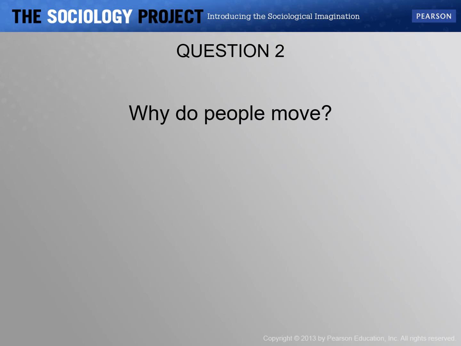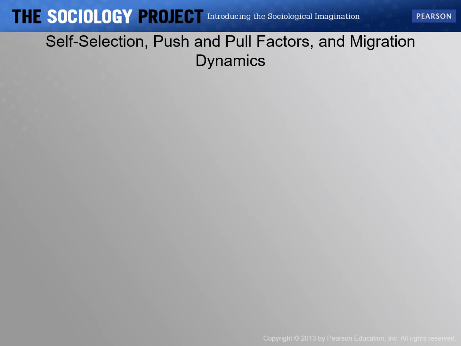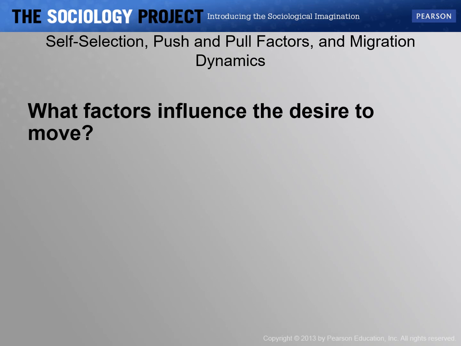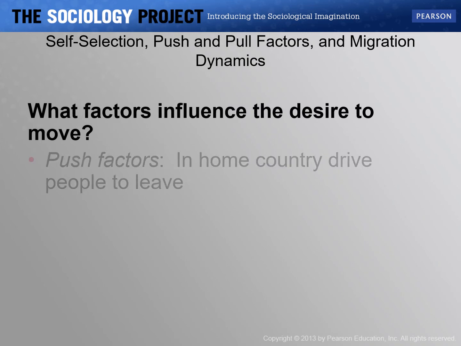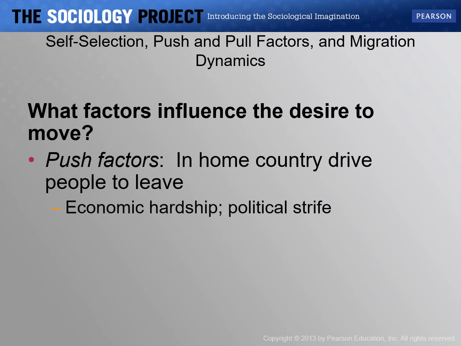Question 2, why do people move? There's a self-selection process, push-pull factors, and migration dynamics. What factors influence the desire to move? There are many. Some are push factors in the home country that drive people to leave. So, for example, when people left Syria or left Eastern Europe during World War II, that's a push factor. They include economic hardship, political strife, etc.